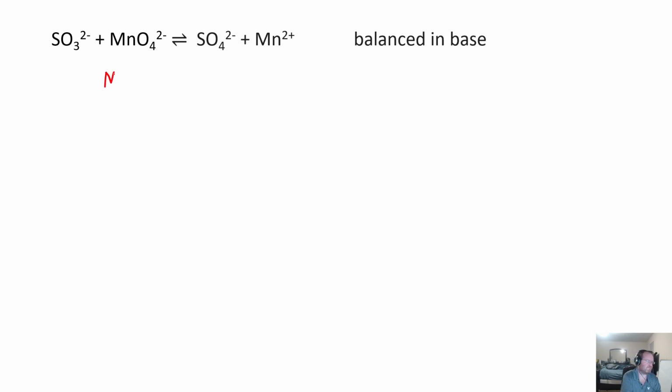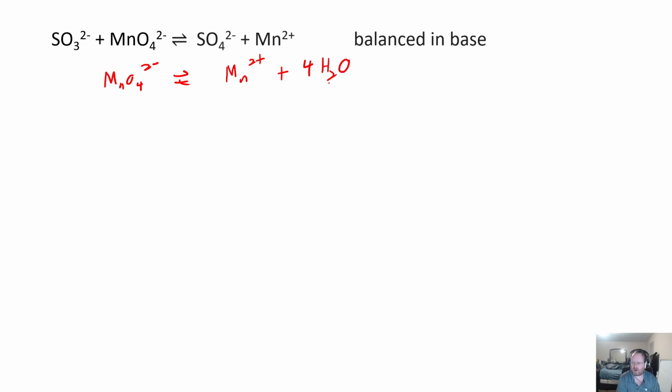So here, we start by balancing the half reactions just like we did with the others. We have MnO4 2- in equilibrium with Mn2+. We'll do this half reaction first. The manganeses are already balanced, so we just have to deal with the oxygens. We do it the same way as before. We add waters to balance the oxygens, so plus 4 H2O.